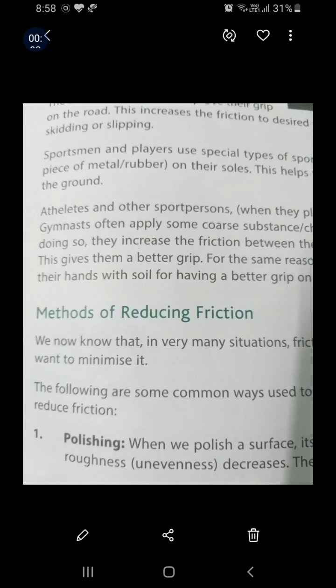Hello children, in this video lecture I will tell you about different methods of reducing friction. You know that in many situations friction is undesirable and we always want to minimize it. It has many disadvantages. So there are various methods by which we can minimize the friction.